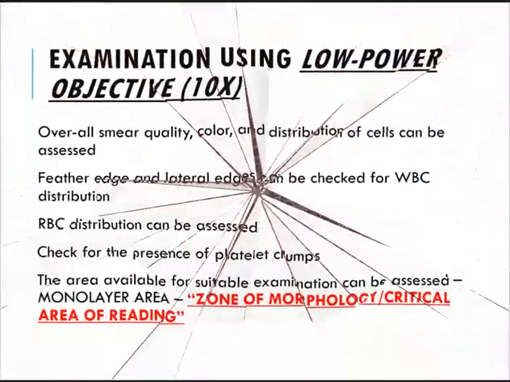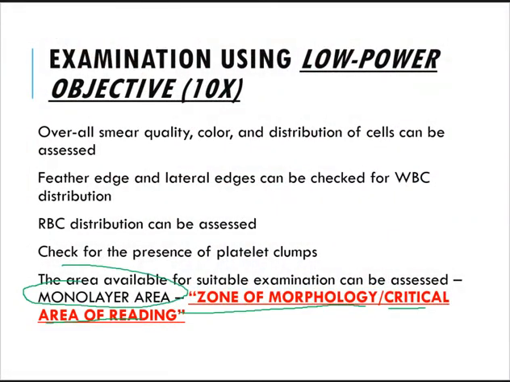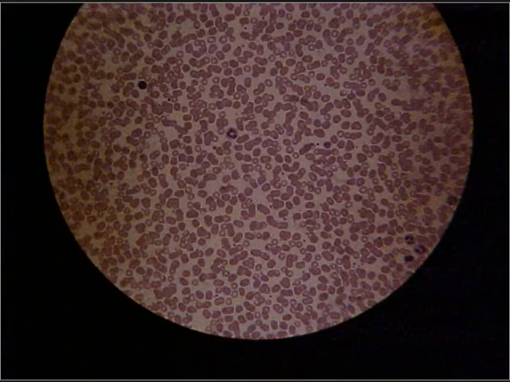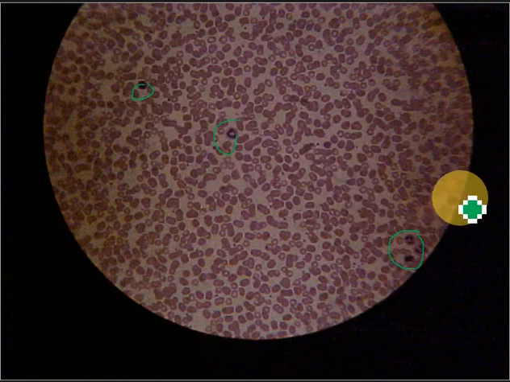Okay. So take note, guys, that you have to adjust your light and condenser. And the iris diaphragm for this one should be open to allow a comfortable amount of light. So you have to adjust your light source, your condenser, and then your iris diaphragm. Okay, so this is what you will usually see using the LPO. You can see the big WBCs.